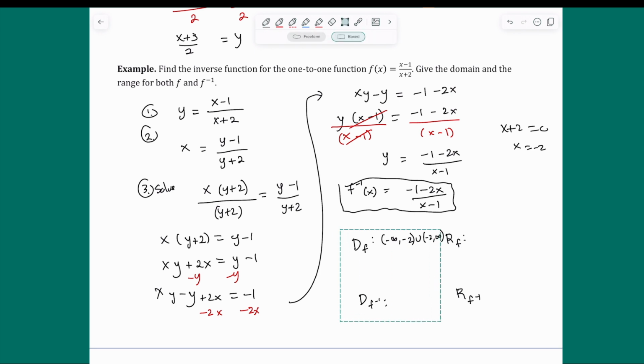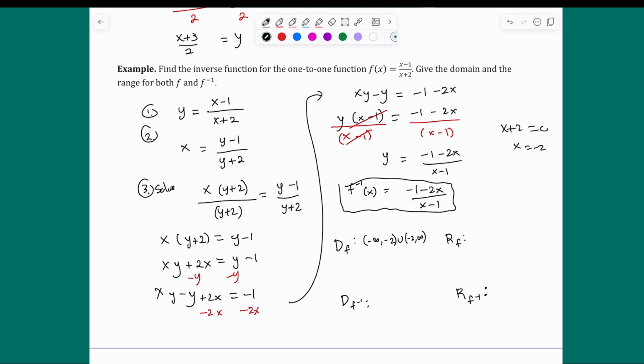But we know from earlier that the domain of f is actually the range of f inverse because they're inverses. So we know the range of f inverse is negative infinity to negative 2 union negative 2 to infinity.